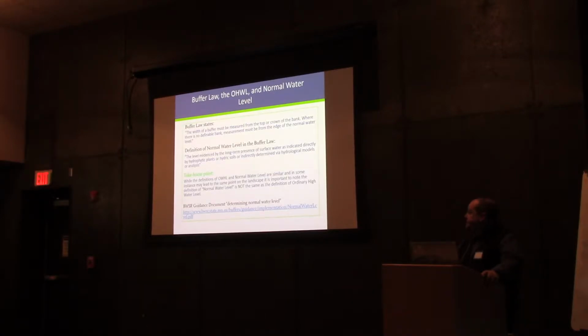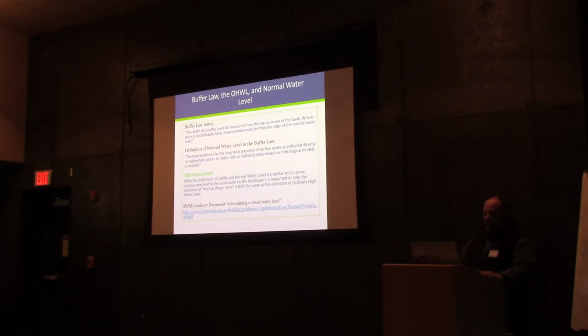And then, just getting towards the end, I wanted to mention a little bit about the buffer law, the OHW, and normal water level. So the buffer law says the width of a buffer must be measured from the top or crown of the bank. Where there is no definable bank, measurement must begin from the edge of the normal water level. So really what that's saying is, from a lake or wetland, because there's no definable bank with a lake or a wetland, measurement must begin from the edge of the normal water level.